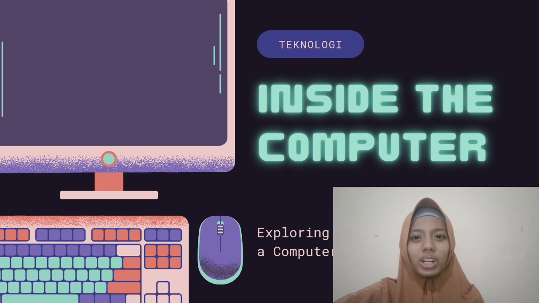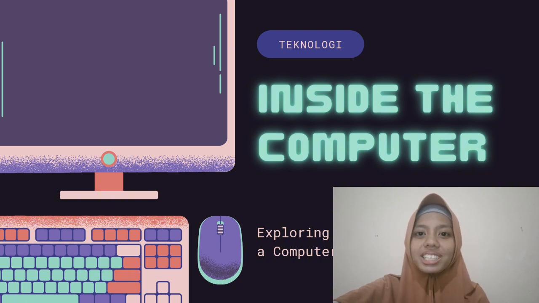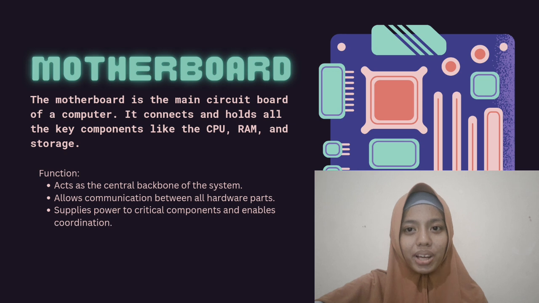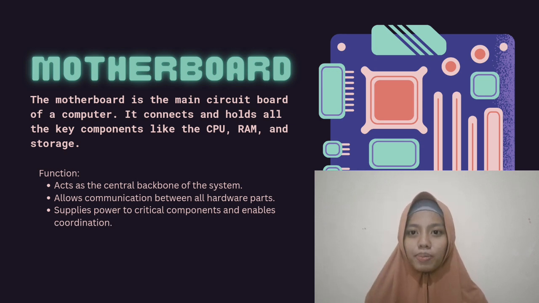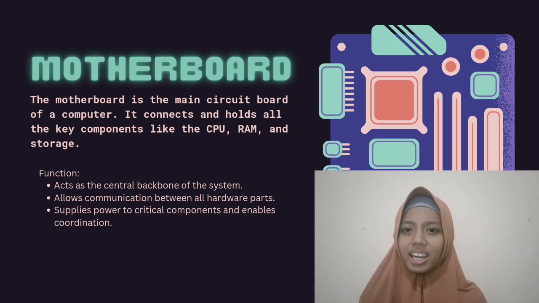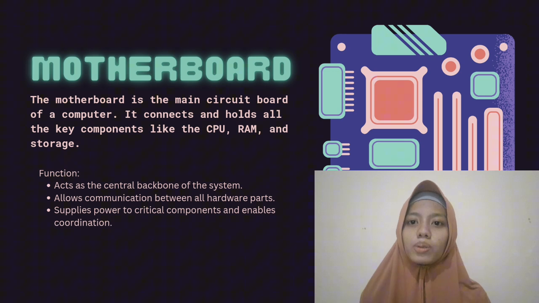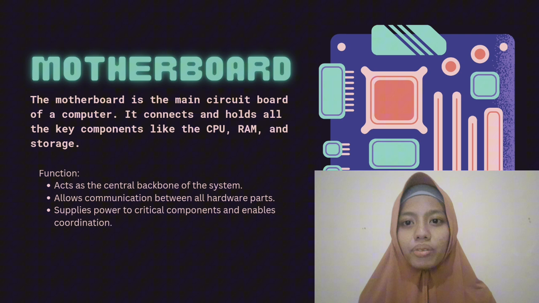Now that we know what a computer is, let's take a look at what's inside it. What exactly makes up the computer? Inside, you will find key components like the motherboard, CPU, RAM, and storage devices. The motherboard is the main circuit board inside the computer. All important components like the CPU, RAM, and storage devices connect to the motherboard. It's like the hub where all other parts come together and communicate. Without the motherboard, the computer won't function.